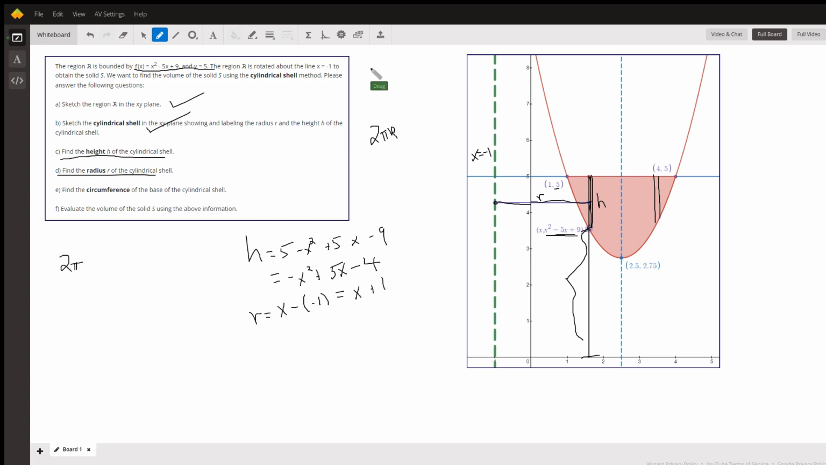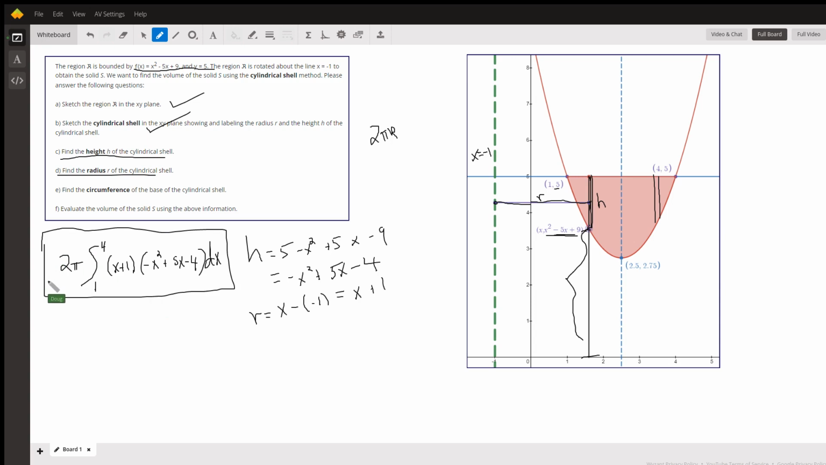The volume of a cylinder is the, well, let me do it this way. 2 pi times the integral from 1 to 4. The average radius is x plus 1. And the height is the opposite of x squared plus 5x minus 4, dx. Okay, so that's what you want to calculate right there.